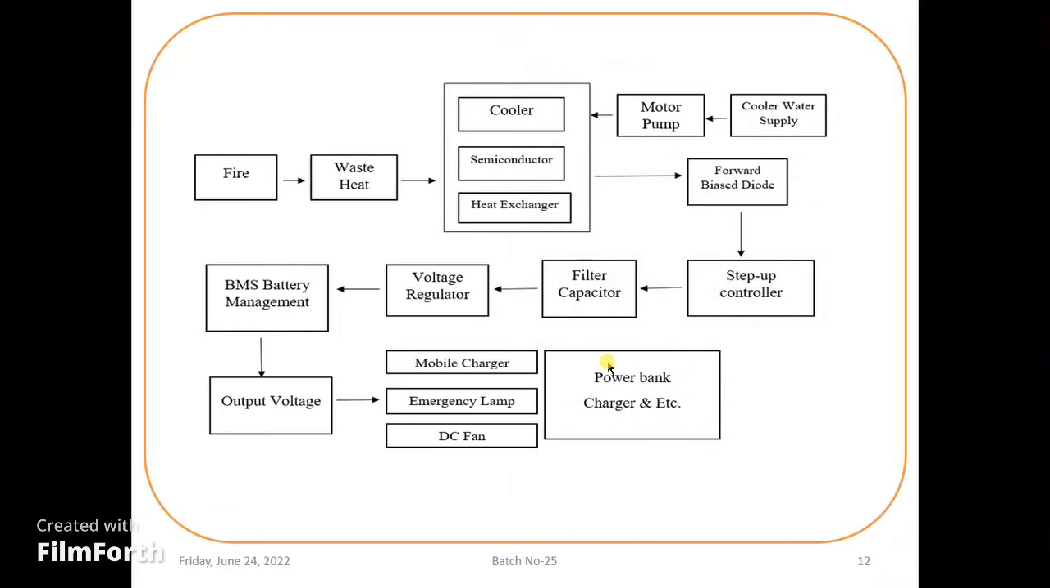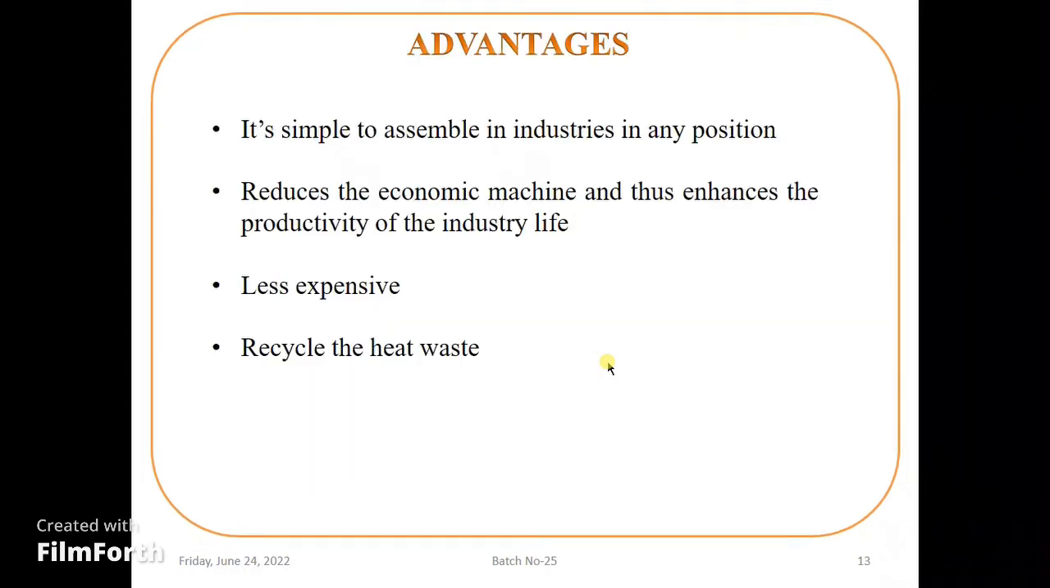First, we take the fire and the waste heat from the industries. In the middle of the box, the semiconductor heat exchanger is the Peltier cell, which is supplied by both heat and cool. On the outside, we take the cool water supply and the motor pump to generate cool and heat, and it forms a forward biased diode which goes forward to the step-up controller, and it fills the capacitor which goes forward towards the voltage regulator with the help of the BMS battery, and we get the output voltage. With the output voltage, we use mobile chargers, emergency lamps, DC fans, power banks, chargers, and so on.